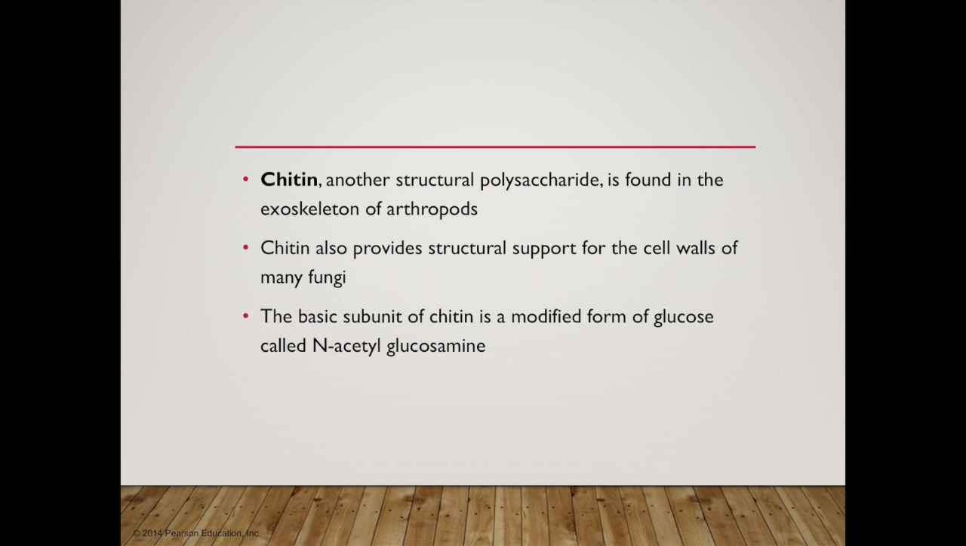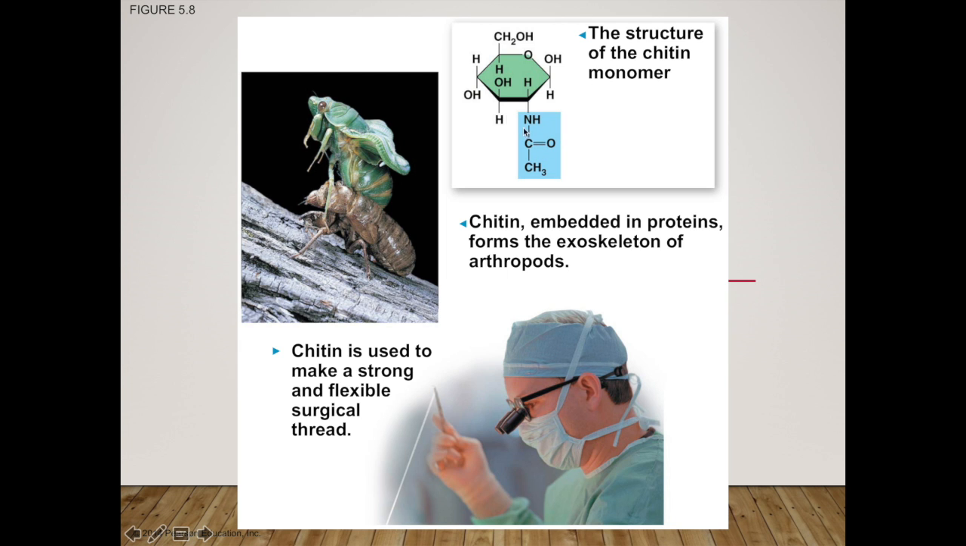But chitin is also found in the cell walls of fungi. So it's kind of a weird thing, you might think, that a bee and a caterpillar might have the same kind of stuff as you would find in a mushroom. But there it is. That's the truth. In both cases, with arthropods and fungi, the basic subunit is glucose that's been modified a little bit into this stuff called N-acetylglucosamine. So here's N-acetylglucosamine.